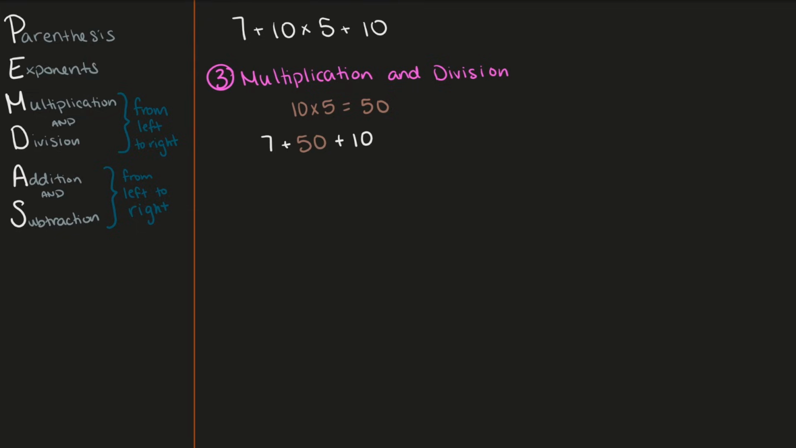We'll do our addition and subtraction from left to right. We only have addition, so we'll just add across. 7 plus 50 is 57, plus 10 is 67. So the value of this expression is 67.